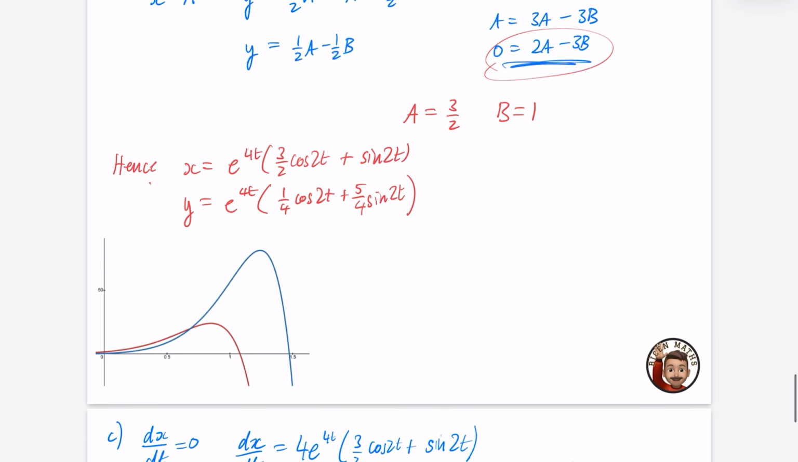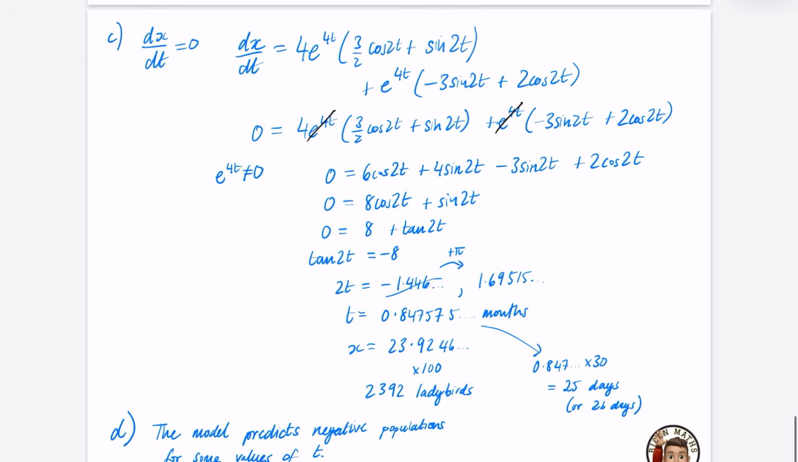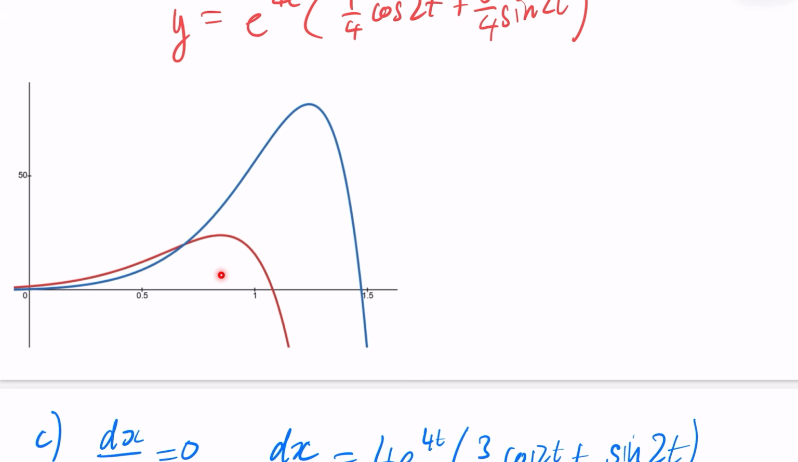Now, another question that they could have asked is when does the ladybird population die out? By the way, I know this red one is the ladybird one because we said that it occurs at 0.847, that maximum. And you can see this maximum for the ladybirds is roughly at 0.847. And this is corresponding to the 23.9 part that we've got here for that maximum part. This one must be the beetles.